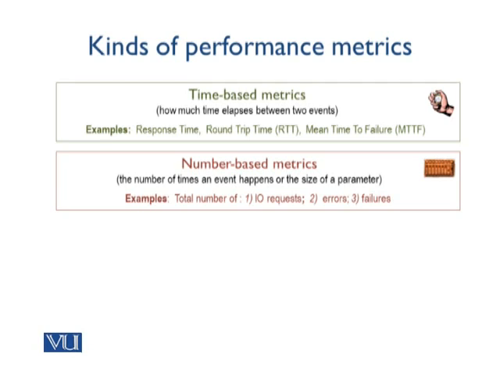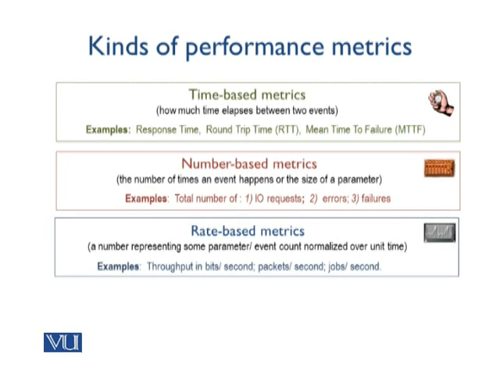Let me give you some examples. An example could be the total number of IO requests, or the number of errors, or the number of failures. These are all counts of something. The third kind of fundamental performance metric type would be rate-based metric, in which you're normalizing a count, for example, against unit time. An example of this would be throughput in bits per second or packets per second or even jobs per second.